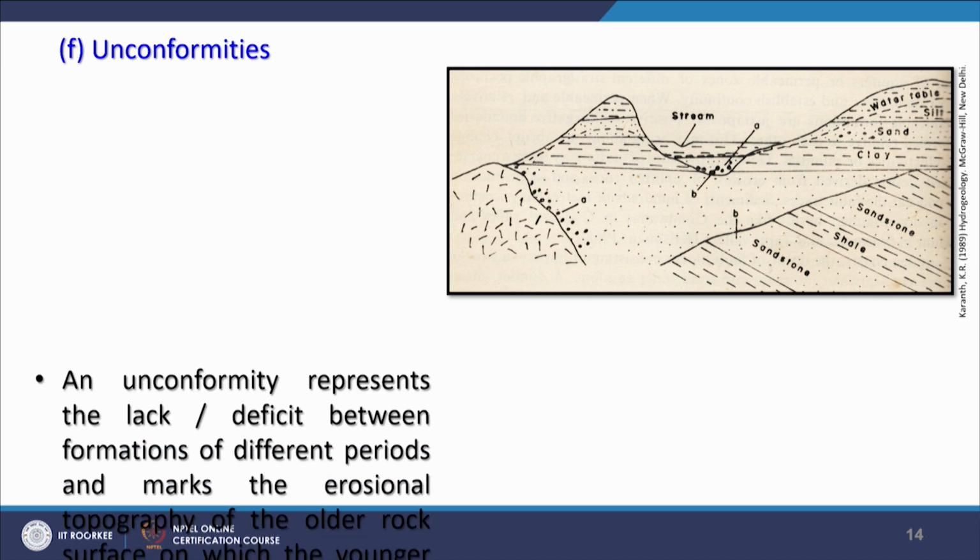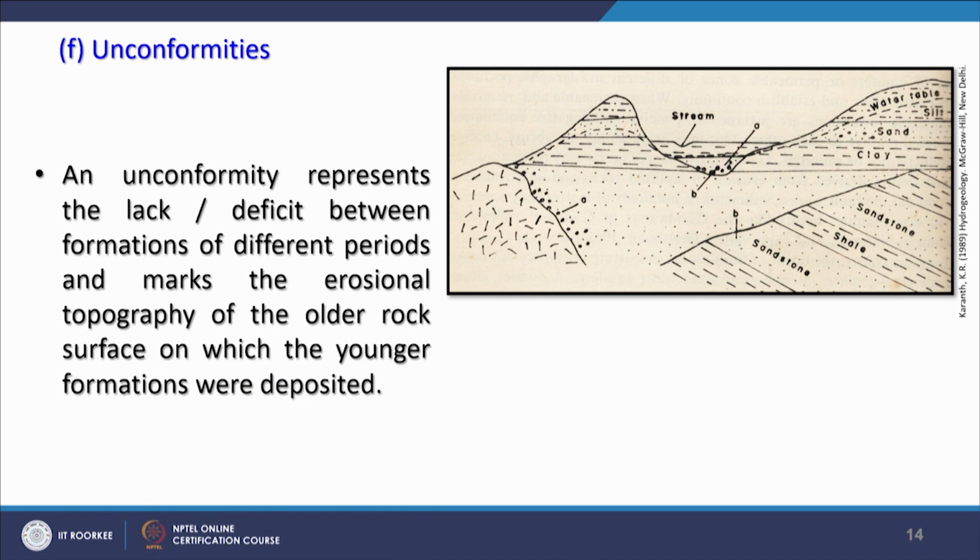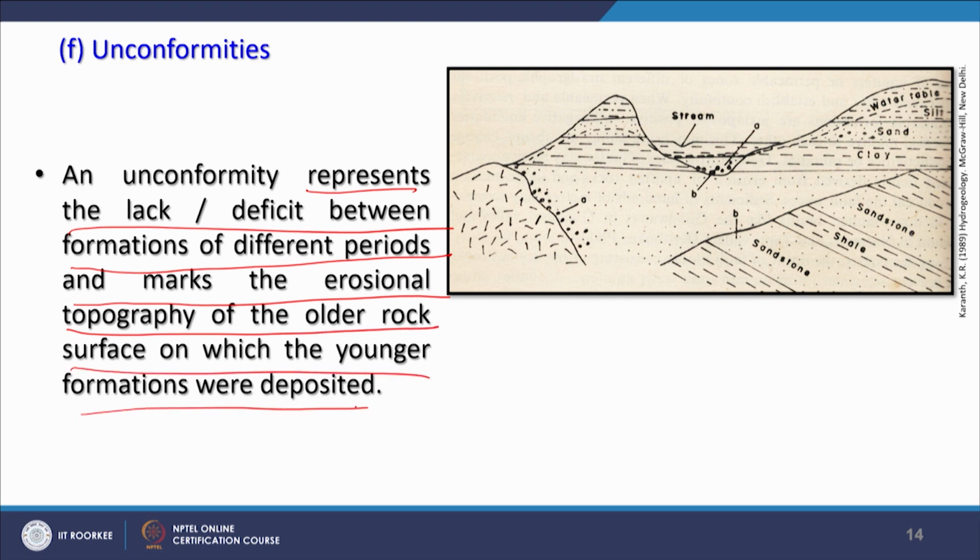An unconformity basically may represent the lack or deficit of formation between different periods. So, there may be a time gap in the formation of rocks, or it may be because of other reasons, and one may encounter a completely different setup. And it marks the erosional topography of the older rock surface on which the younger formations were deposited.